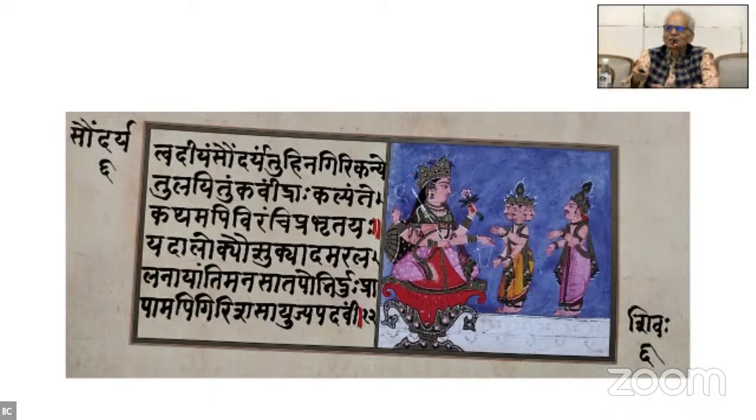Okay, this is simple, that Brahma and Shiva, they can't describe your beauty. Tadiyam Saundaryam Tuhinigiri Kanye Tulaitum Kavindra Kalpante Kathamapi Viranchi Pravutaya. Somehow they are able to describe your beauty. And Yada Lokyot Sukya Damaralalna Yanti Manasa Tavo Bhirdushprapa Mapi Girisha Sayuj Padavim. Amar Lalnas, or the Apsaras, attained the Girishayuj Padvi. They are united with Shiva after visualizing this beauty. So goddess is in a more serene Bhavya Rupa here.